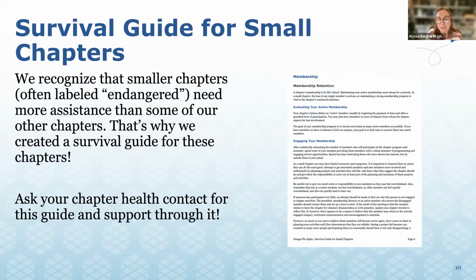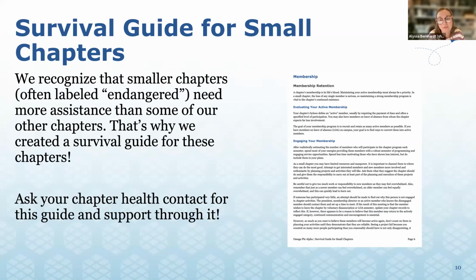Then we have this really cool operational tool called the Survival Guide for Small Chapters. I think many of you have used this or will be using it, but we recognize that smaller chapters, often what we call our endangered chapters, need more assistance than some of our other chapters. So I think last year is when we created this survival guide for these chapters. It covers everything you can imagine that is chapter operations related. Here's a screen grab from it on membership retention. It's how do you even evaluate your active membership? How do you engage your membership? There's an entire section in here on recruitment and how you have conversations with potential new members, what questions you can ask. It really breaks it all the way down.